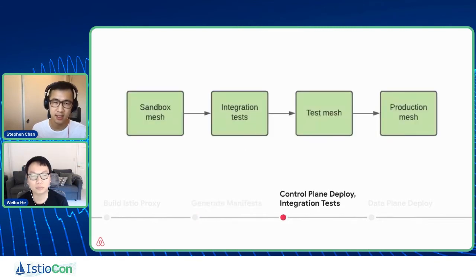After manifests are checked in, we start control plane deploys. First, we deploy to the sandbox mesh and run integration tests to check for regressions in Istio. Next, we deploy to the test mesh, which runs some toy workloads which generate traffic. And finally, we deploy to the production mesh.